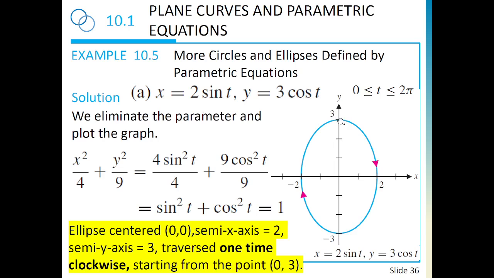Okay, and then what happens if I increase t from 0 to, let's say, pi over 2? Sine at pi over 2 is 1, times 2 is going to be 2. Cosine of pi over 2 is 0, so y will be 0 and x will be 2. So x is 2 here and y is 0, so we start from here and we go clockwise. So that's what we can figure out quickly.